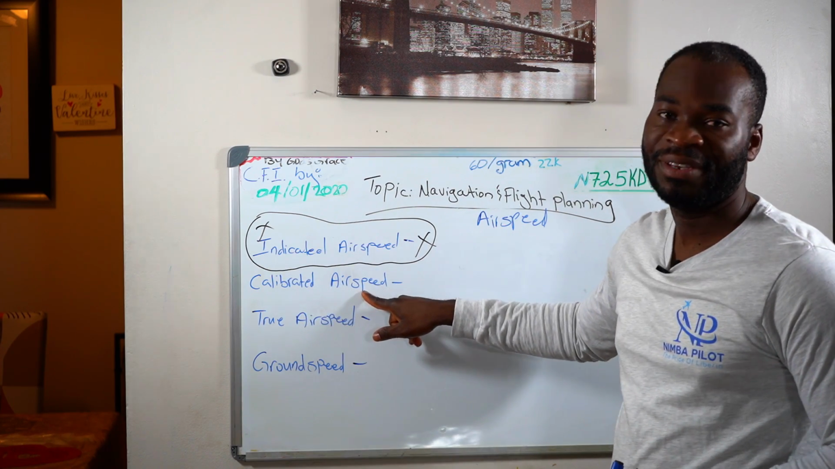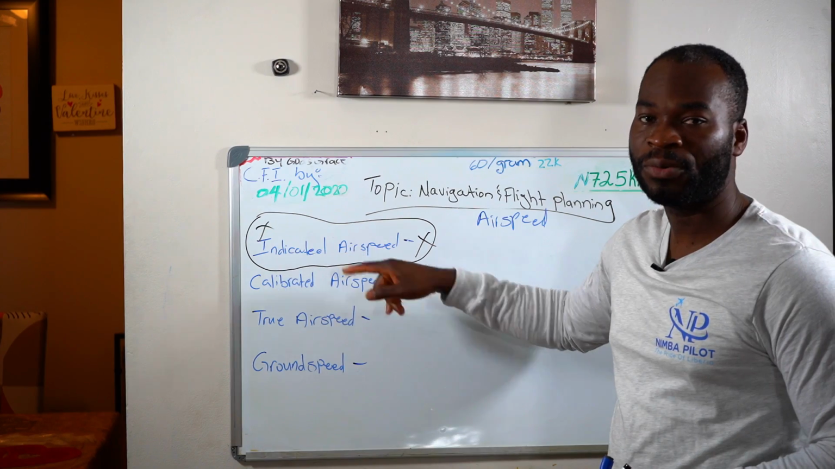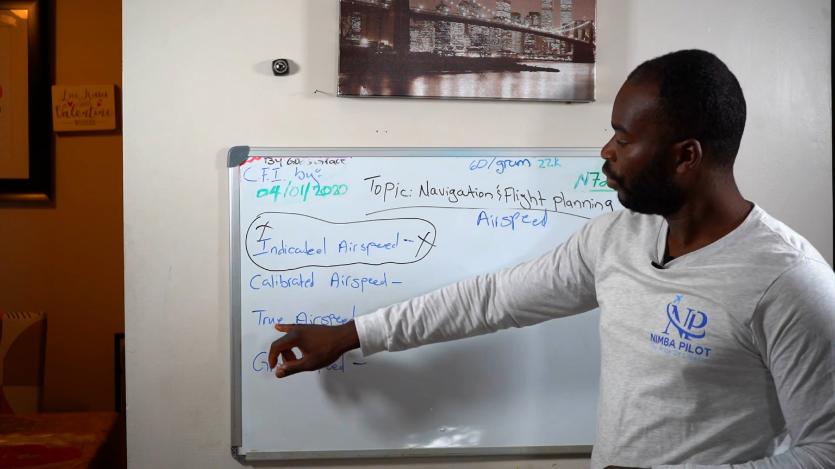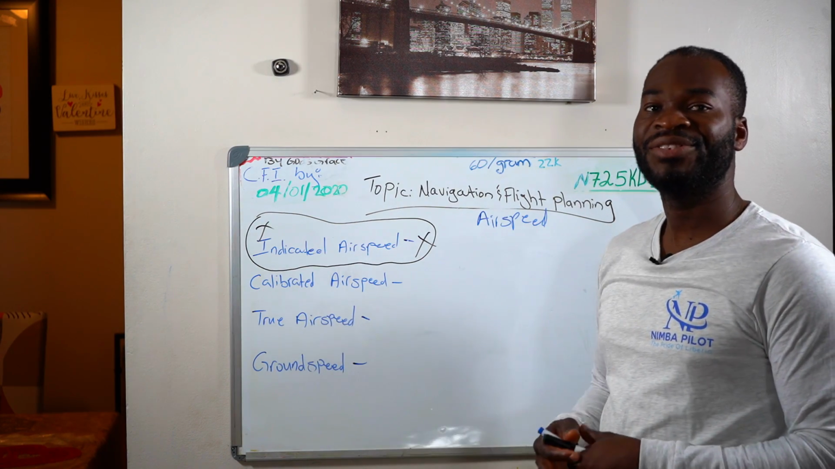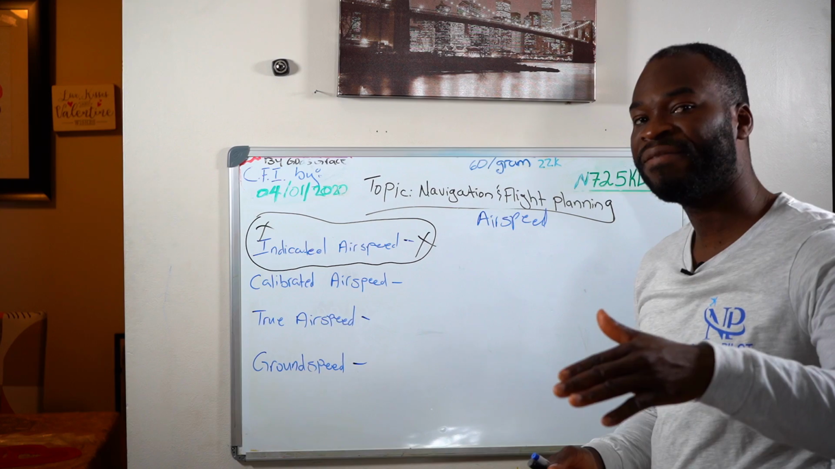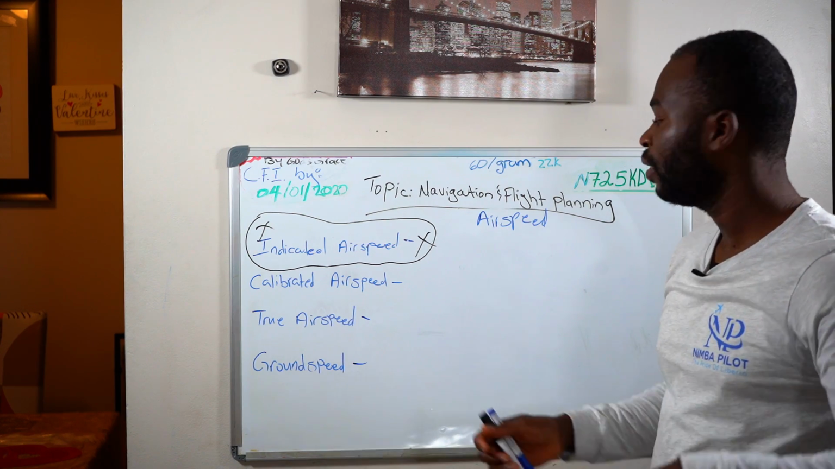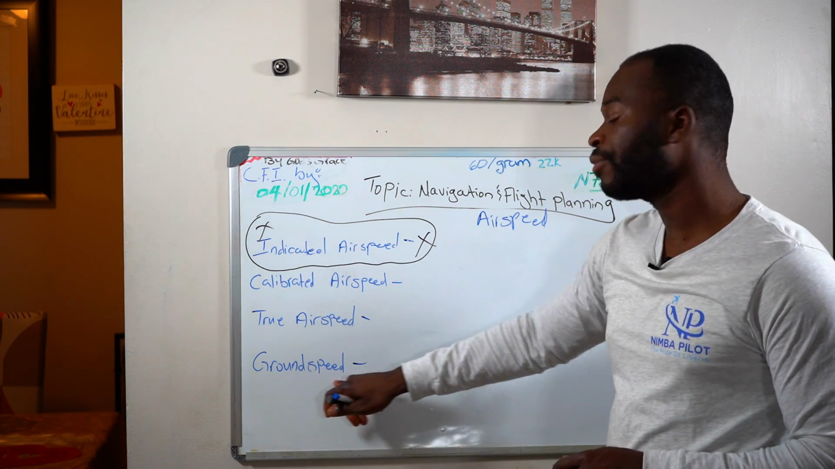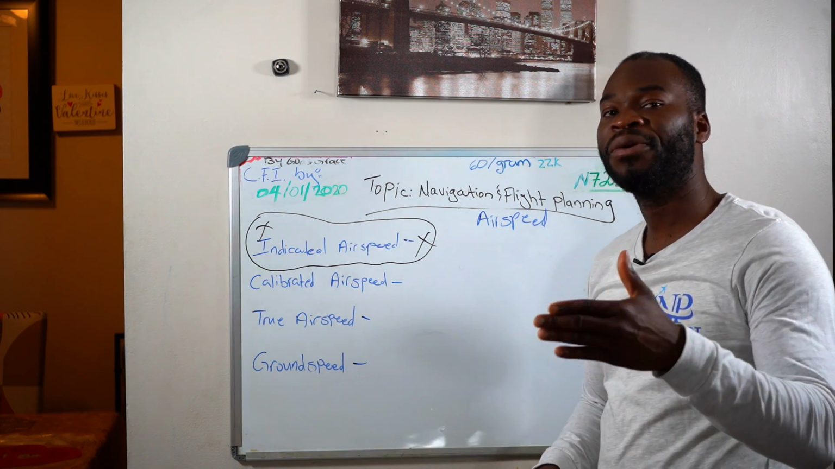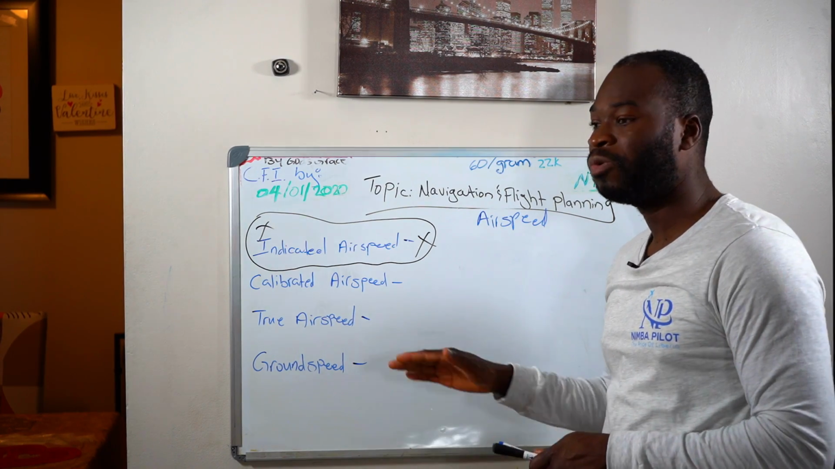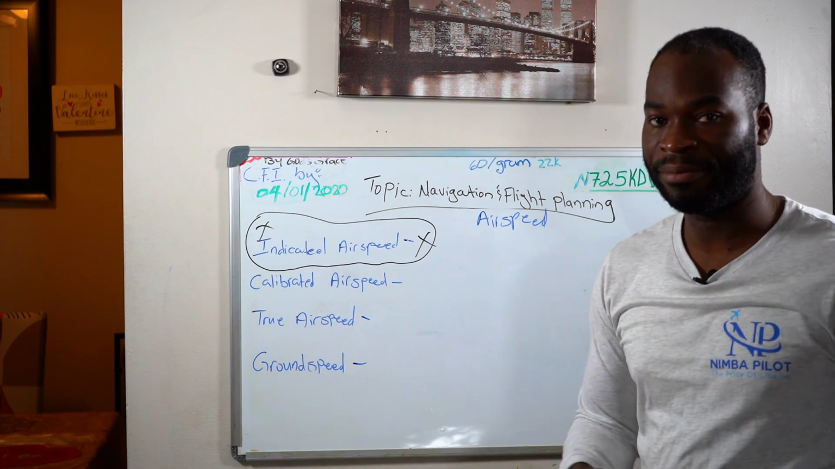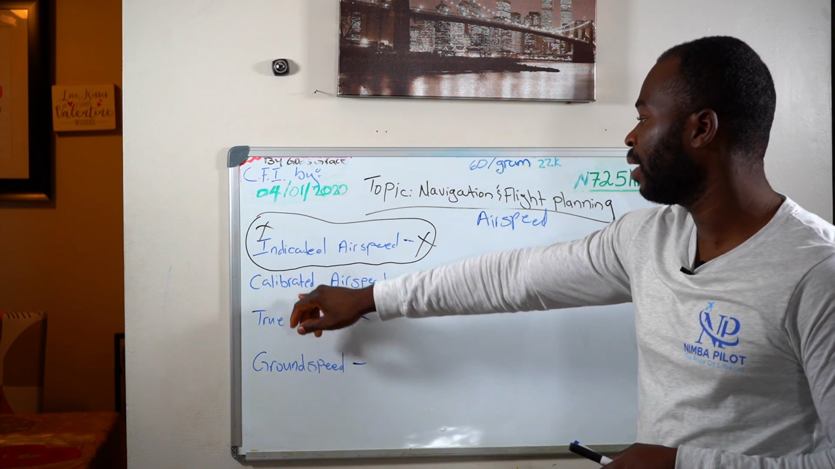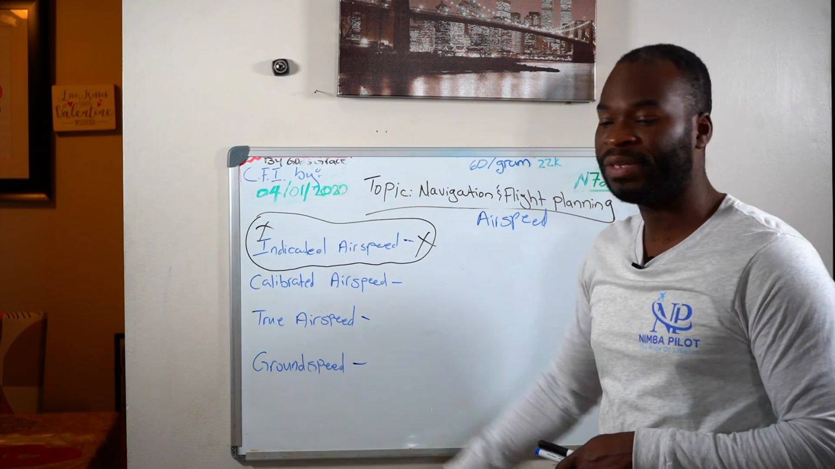Calibrated airspeed is your indicated airspeed corrected for instrument installation error. Your true airspeed is the speed at which the aircraft is moving through the surrounding air. Your ground speed is the speed of the aircraft as it moves in relation to the ground. So that's about it. Indicated airspeed, calibrated airspeed, true airspeed, and ground speed.